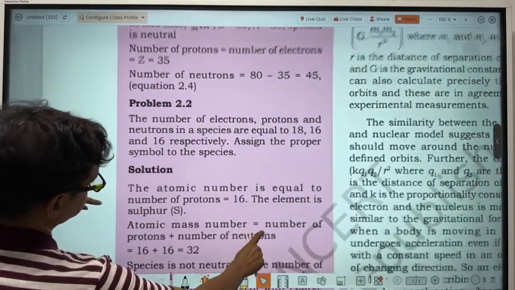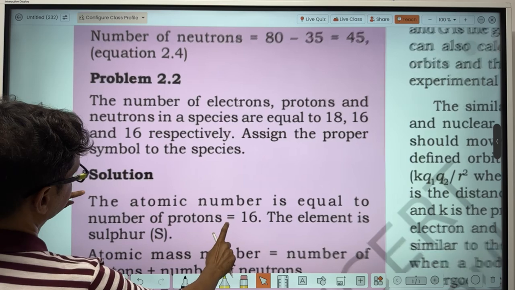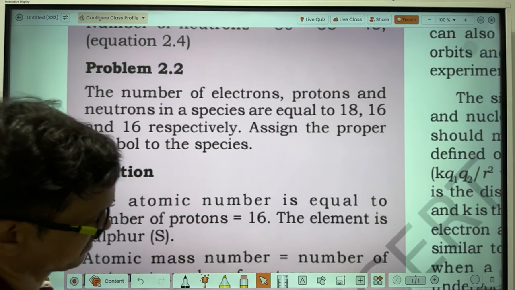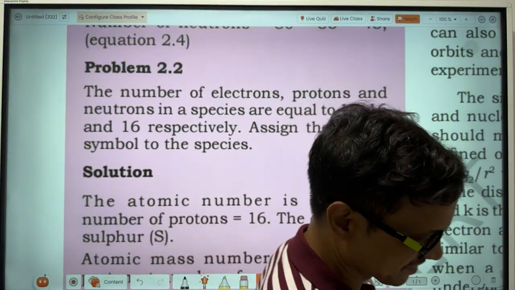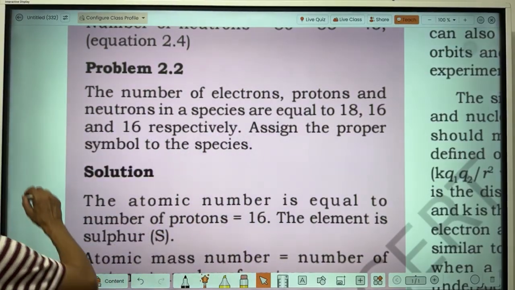Listen here. Watch out for this question. In this question the numbers of electrons, protons and neutrons are given. The number of electrons is 18, the number of protons is 16, and the number of neutrons is also 16. Assign the proper symbol to the species. What will be the proper symbol? Let's see how to predict it.